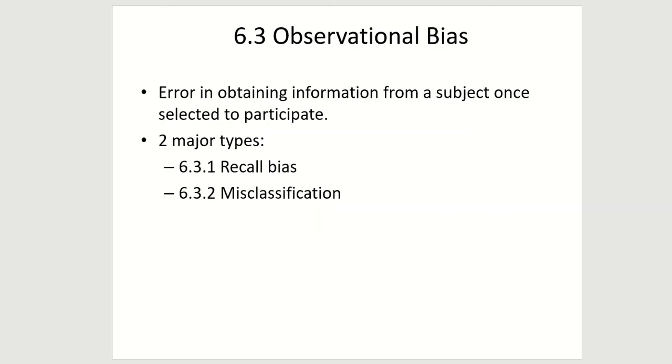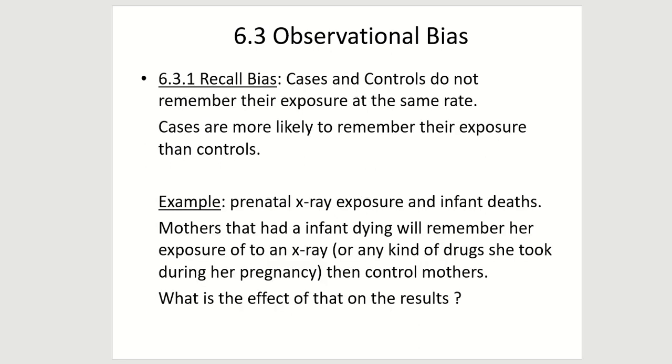Observational bias has two major types: recall bias and misclassification. Recall bias you will hear about basically in the case control design, because this is where the cases and the controls do not remember their exposure status at the same rate. Cases are more likely to remember their exposure than the controls. And the typical example is prenatal X-ray exposure and infant deaths.